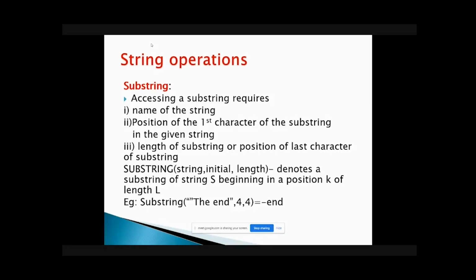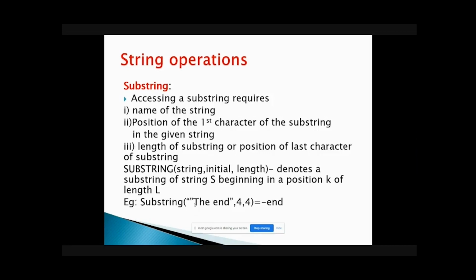For example, assume I call the function substring, open bracket, 'the end' (with the space), which is your original string, comma, the second value is 4. What does that 4 indicate? Your substring is going to start from the fourth position of your original string. So what is there in the fourth position of your original string?